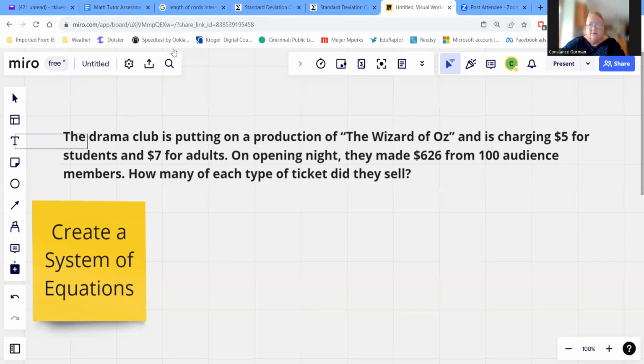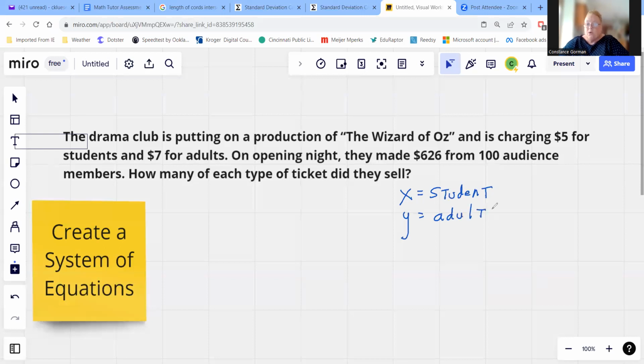So let me annotate here. Okay, so we know in a system of equations, we have an X and Y value. So there are 2 variables. In this problem, what are the variables? They want to know how many of each type of ticket did they sell. So at this point, we know that we don't know how many student tickets are sold and we don't know how many adult tickets are sold. So let's just say X will represent student tickets and Y will represent adult tickets.